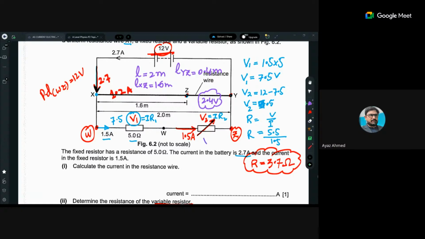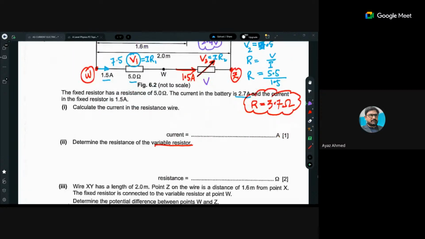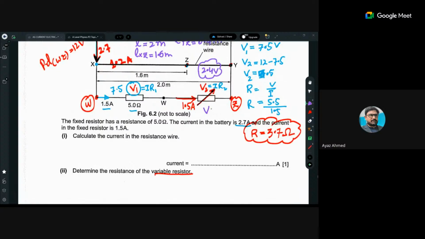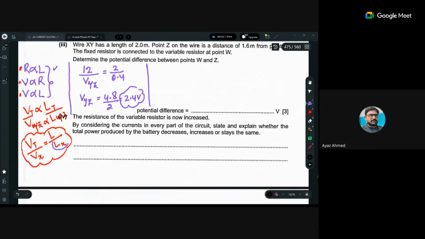Now what was the potential difference across this wire, this resistor? The potential difference across this resistor was 12 minus 7.5. Is it 12 minus 7.5? So it was 5.5 volt, isn't it? Now this is a very important technique to understand.